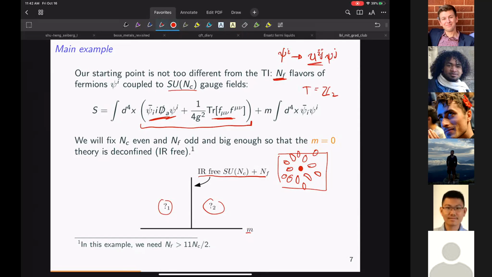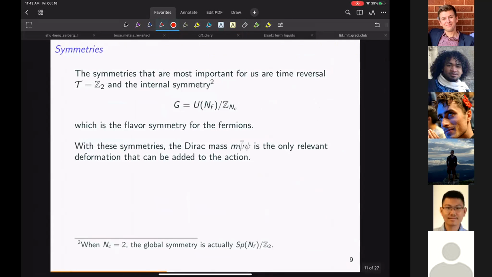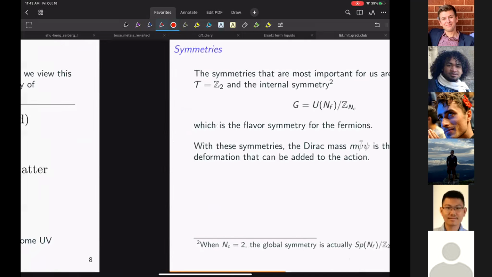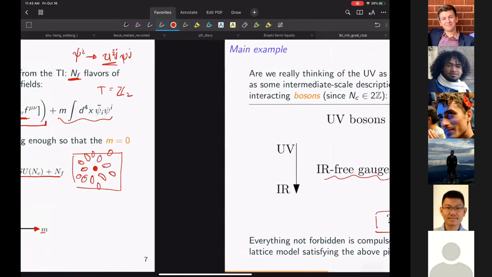You can easily check that this action is time reversal invariant. And if we have the symmetries of flavor and time reversal, then the only term that we can add to this IR action, the only parameter that we have to tune here while preserving the symmetries, is the mass for the fermions. So we only have one parameter that we can tune while preserving the symmetries. That parameter is mass, and so we have this picture.